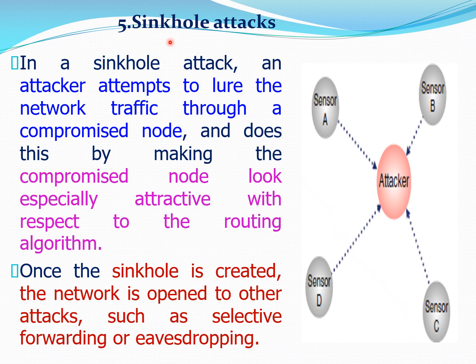And the next one is called the sinkhole attack. In a sinkhole attack, an attacker attempts to lure the network traffic through a compromised node and does this by making the compromised node look especially attractive with respect to the routing algorithm. Once a sinkhole is created, the network is open to other attacks such as selective forwarding or eavesdropping.